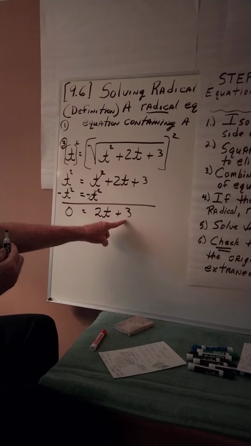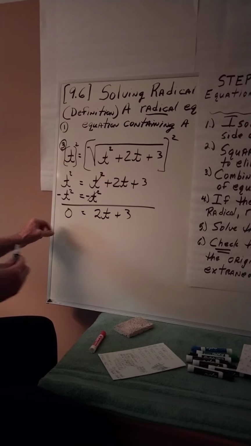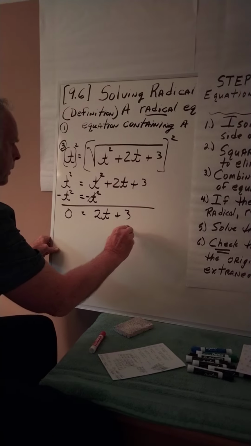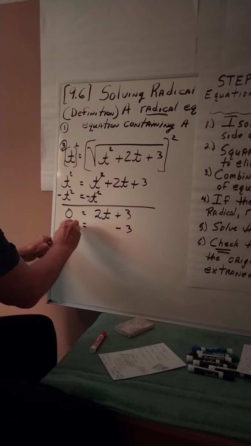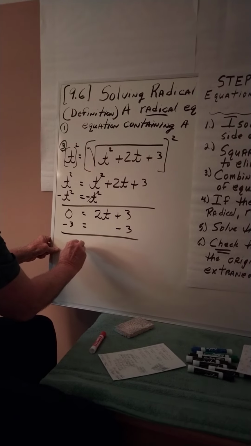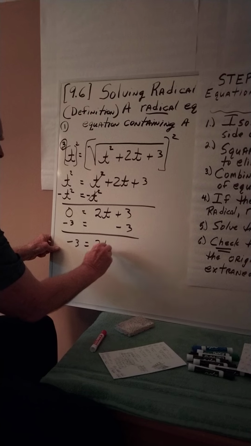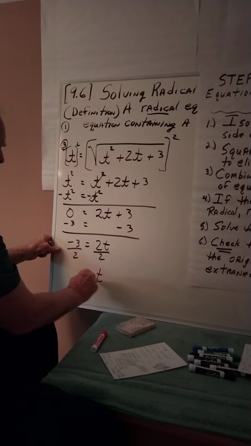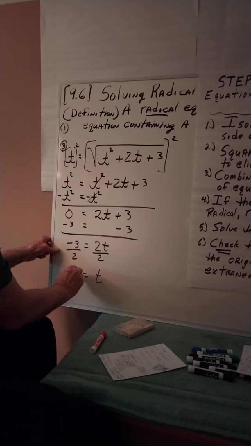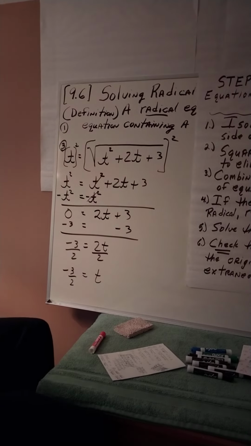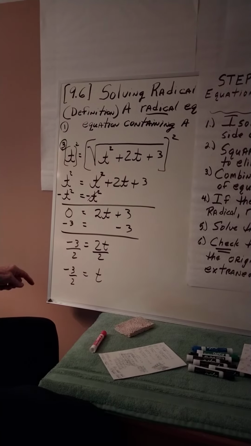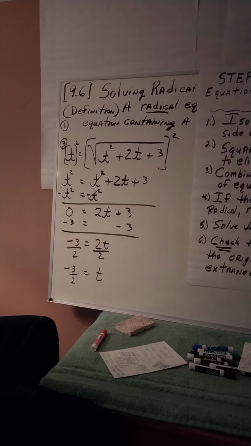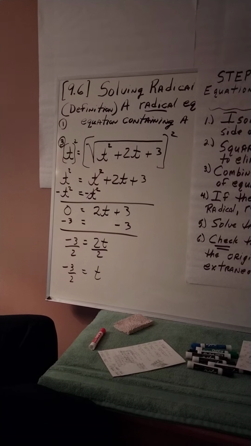Move the 3 over to the left-hand side, because this is just a regular linear equation. And we'll have negative 3 is equal to 2t, over 2, over 2. The proposed solution is t is equal to negative 3 over 2. Now we're going to need to check it.